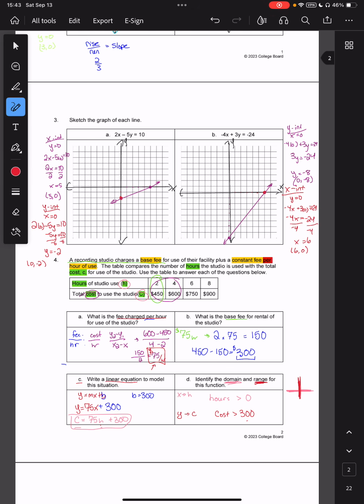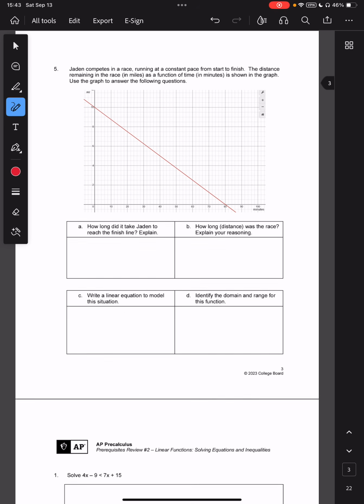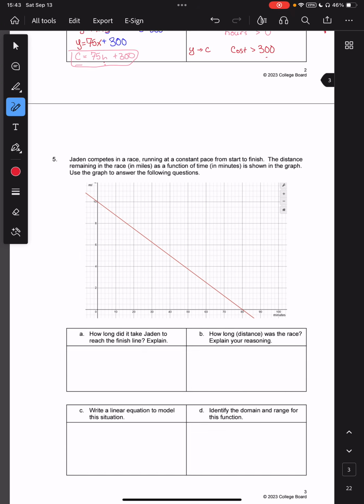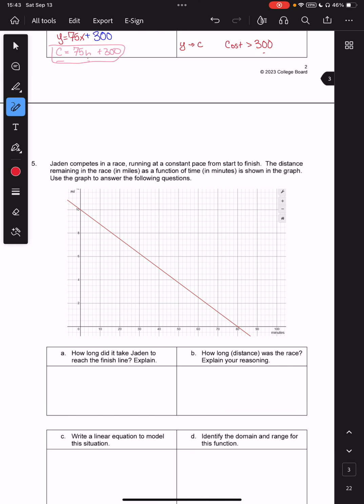Okay, so now let's move on to the last page. We have Jaden competing in a race. He runs at a constant pace from start to finish. So the key is the words constant pace. Since he's running at a constant pace, that means it's going to be linear, because when we're talking about a constant pace, we're actually talking about the slope.